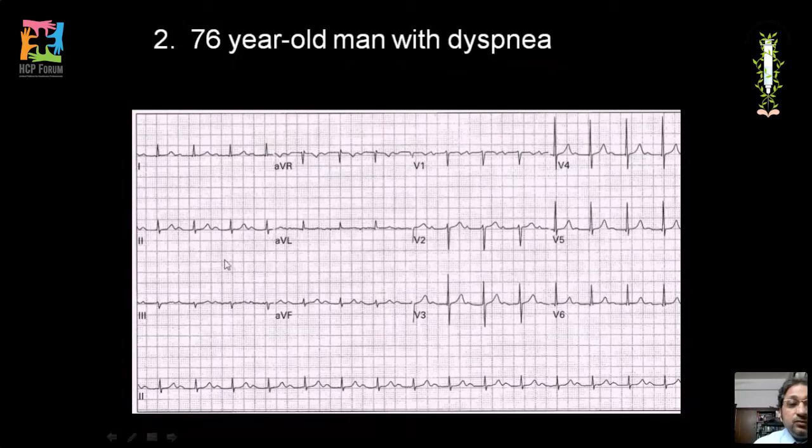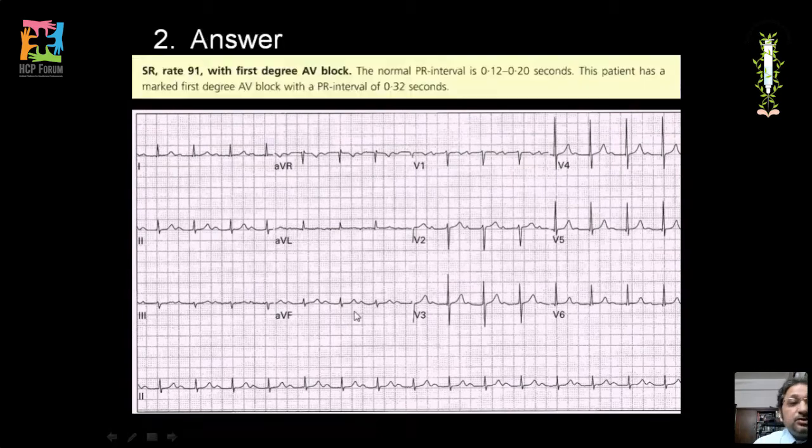So what we find in this ECG, which is most significant, see the PR interval is prolonged. In every lead, the PR interval is prolonged. The PR interval of 0.2 is one big square, so it is more than that, and the normal PR interval is 0.12 to 0.2 seconds. Here the PR interval is 0.32 seconds. So its diagnosis is a first degree AV block.